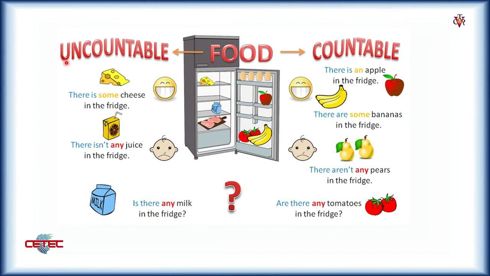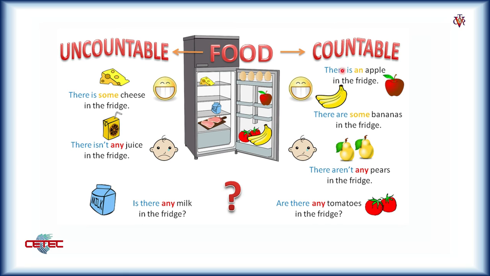Don't forget we can use uncountable nouns. Here, in that example, we have to review all the information that you had already. There is some cheese in the fridge. Some, uncountable. There isn't any juice in the fridge. So there isn't, that means there is no more here. And finally, in question, is there any milk in the fridge? Yes, there is.